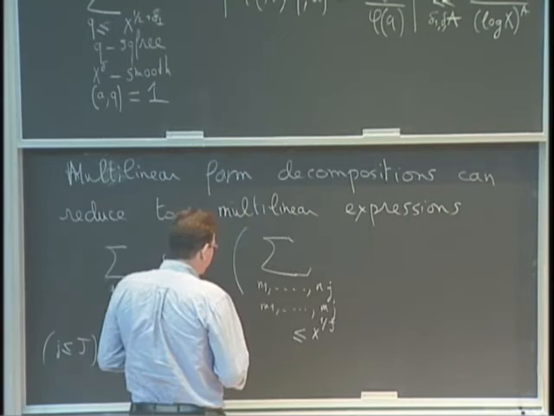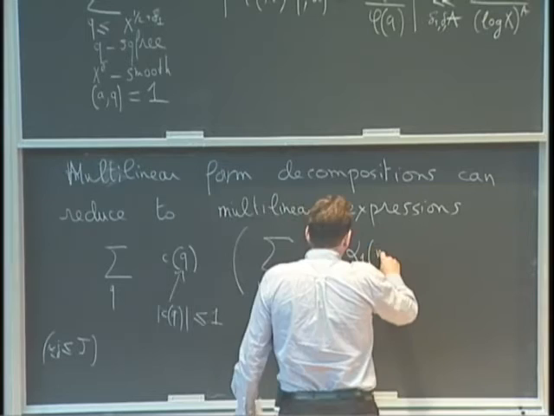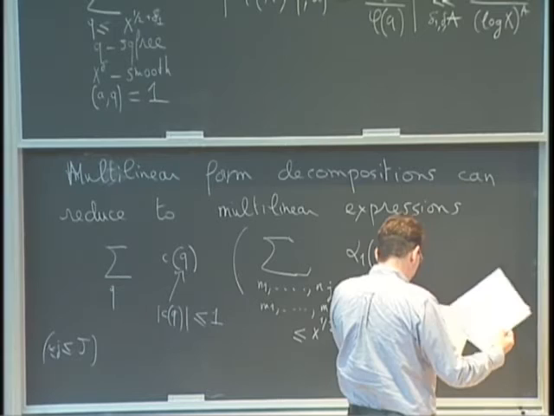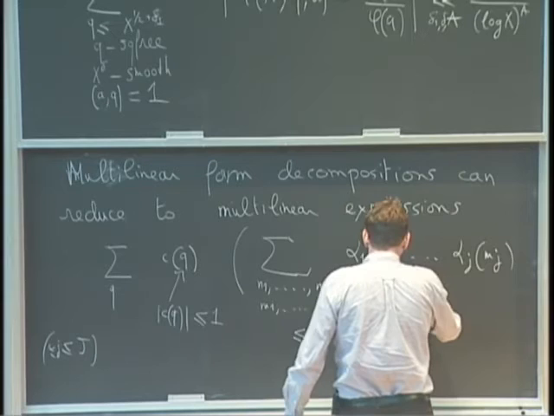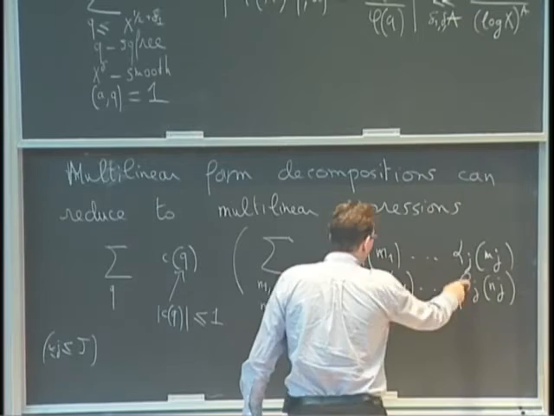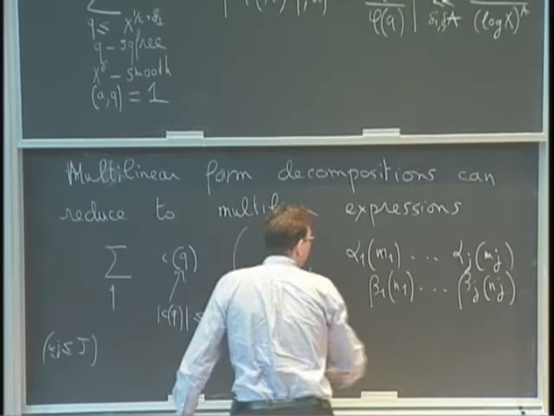Then we have some alpha 1. Did I use alpha or beta for the m's? Okay, I'll just use alpha for the short ones, and beta for the long ones. So these are smooth, and these are kind of rough things. And now there's going to be some kind of expected main term.